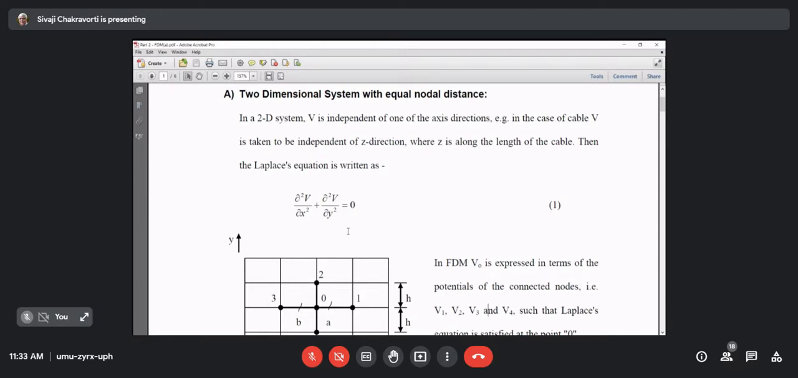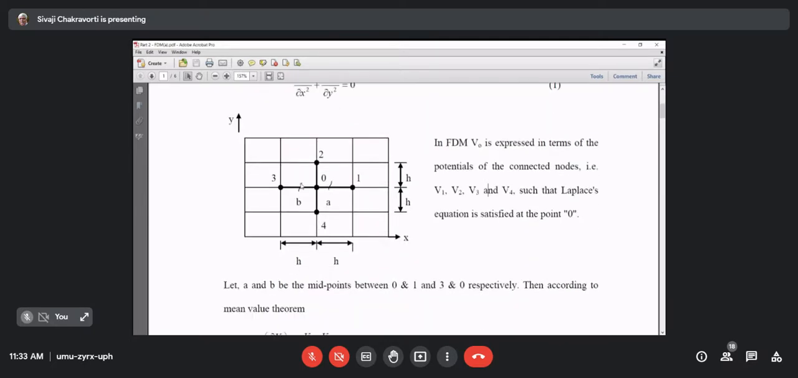But since field is not varying along the z, for example, if z is along the length of the cable, so del 2V del z square is 0. So Laplace's equation is as shown in equation 1. And now we have subdivided the region by a square discretization, and these are the nodes. The target node where I am going to write the equation, I am using the convention that it is always the node 0.